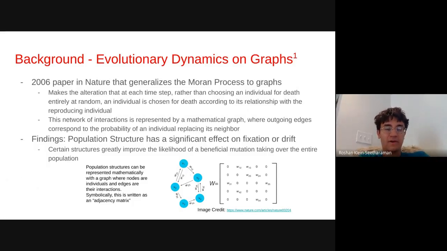And so what are sort of the key findings of that paper that, I guess, inspired our project? Well, most importantly is that certain structures greatly improve the likelihood of a beneficial mutation taking over the entire population. And so another way to put that is that for at least single-step mutations, the social structure has an impact.